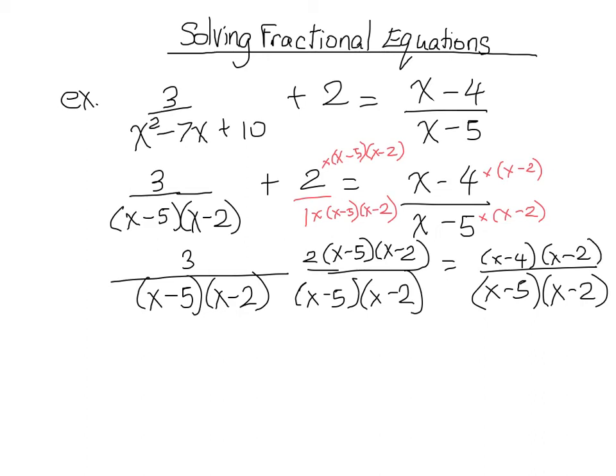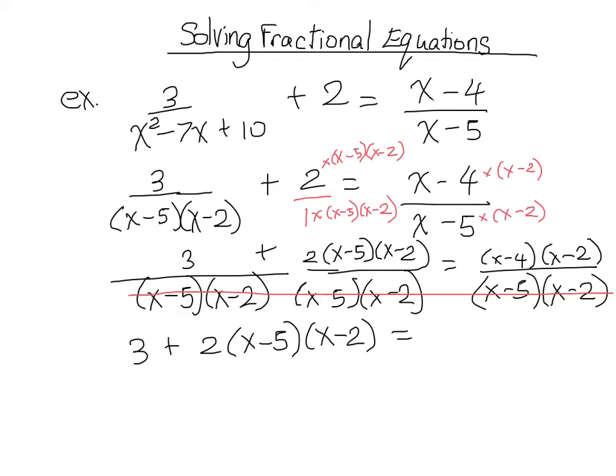We have so much going on here, but good news. Seeing that we have x minus 5, x minus 2 in every denominator, they're all the same. We can actually ignore them. And that's the beauty of this stuff right here. All of that goes. So really what we have, and there's supposed to be a plus sign here, is that 3 plus 2 times x minus 5, x minus 2, and I'm just rewriting our numerator, is equal to x minus 4, x minus 2.